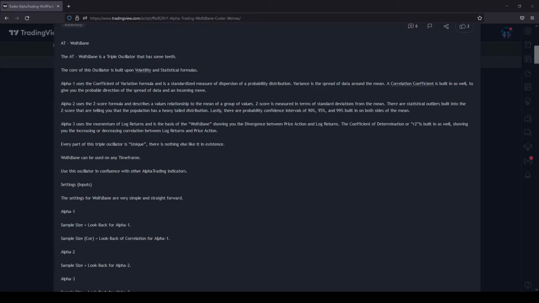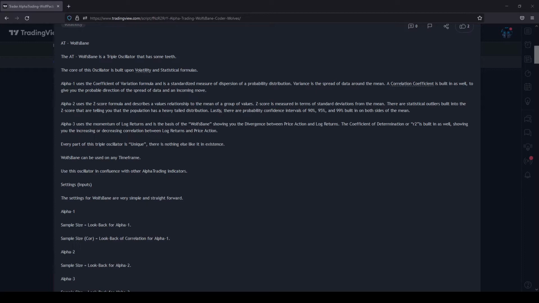Alpha 3 uses the momentum of log returns and is the basis of the Wolfsbane, showing you the divergence between price action and log returns. The coefficient of determination, or R2, is built in as well, showing you the increasing or decreasing correlation between log returns and price action. Every part of this triple oscillator is unique. There is nothing else like it in existence. Wolfsbane can be used on any time frame. Use this oscillator in confluence with other Alpha Trading indicators. Do not trade this alone.